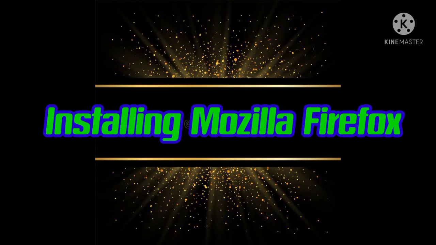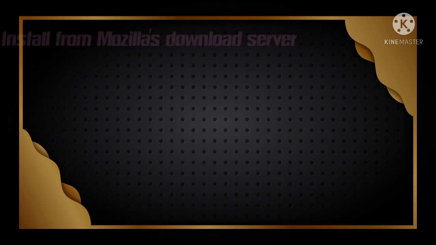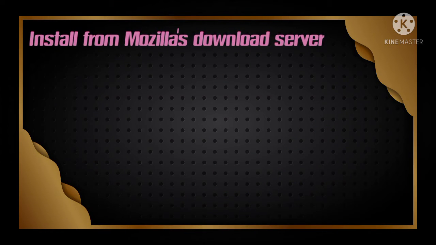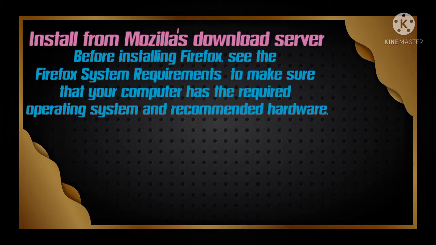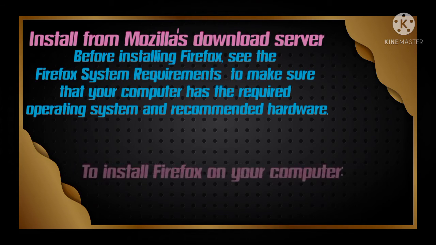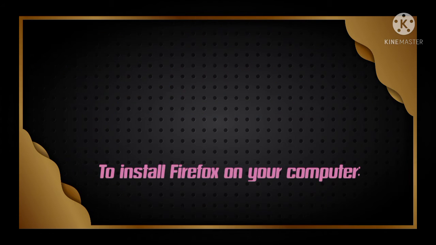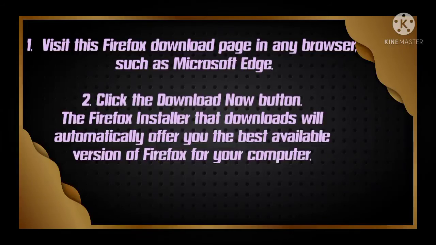And now we are installing Mozilla Firefox. Install from Mozilla's download server. Before installing Firefox, see the Firefox system requirements to make sure that your computer has the required operating system and recommended hardware. To install Firefox on your computer, first, visit this Firefox download page in any browser such as Microsoft Edge.